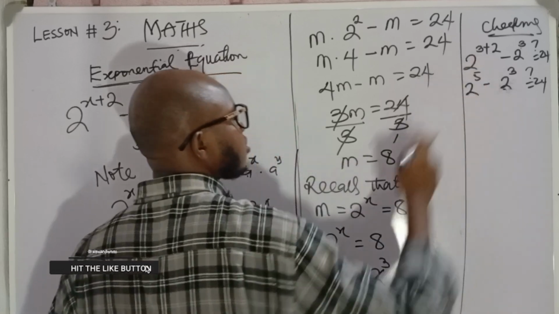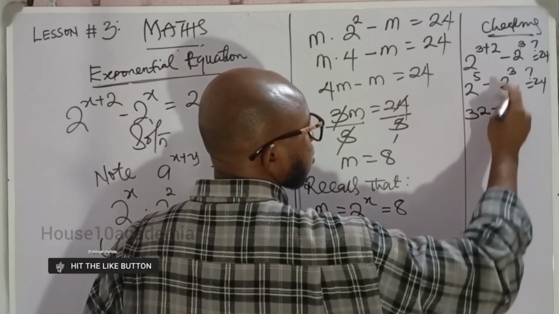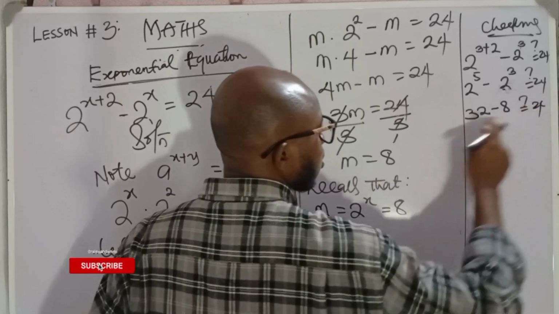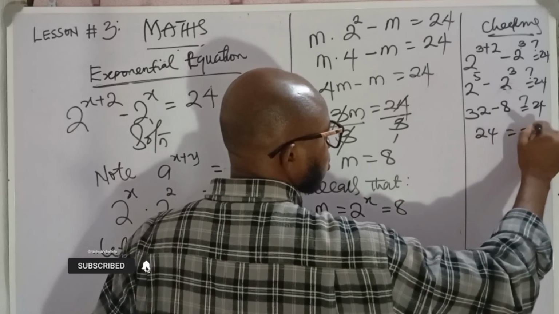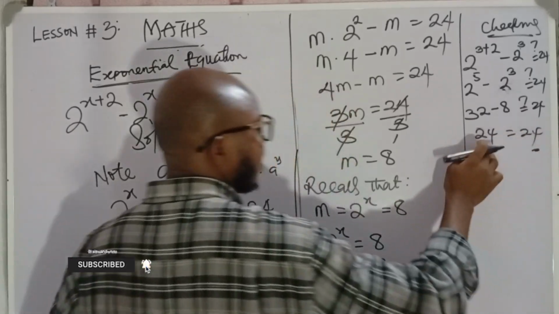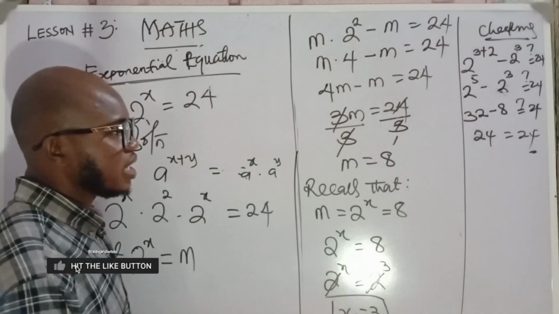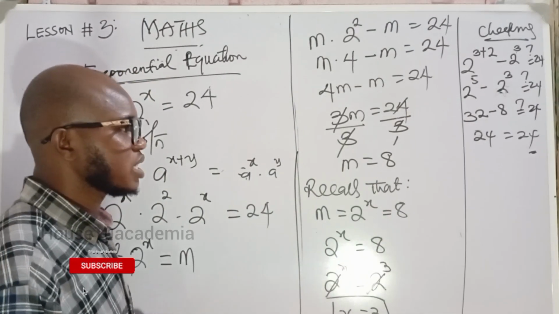So if you raise this, it will give us 32 minus 8, is it equals to 24? So when you subtract this, this is 24 equals to 24. So the left hand side is equal to the right hand side. This simply means that the equation is balanced and is correct.